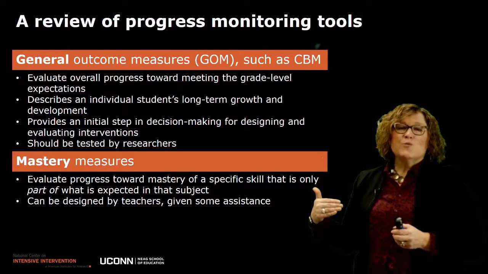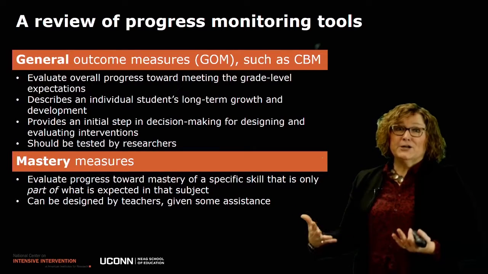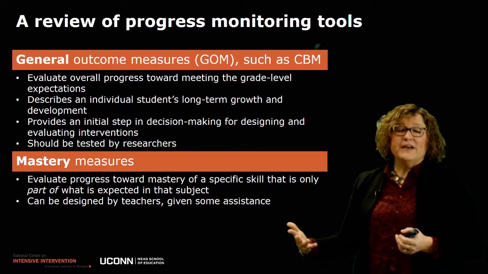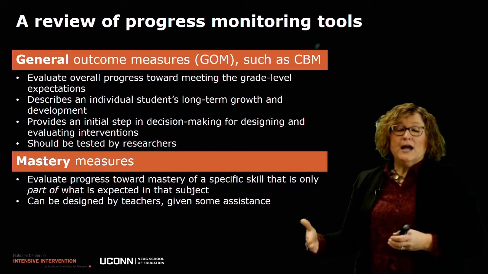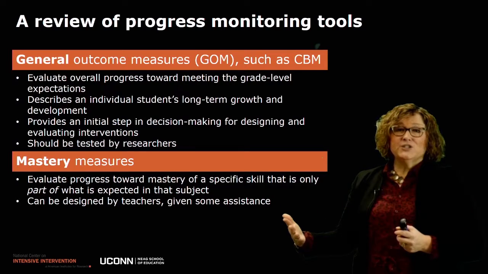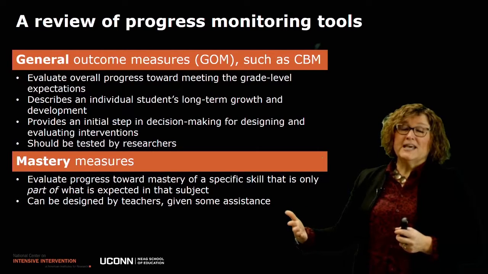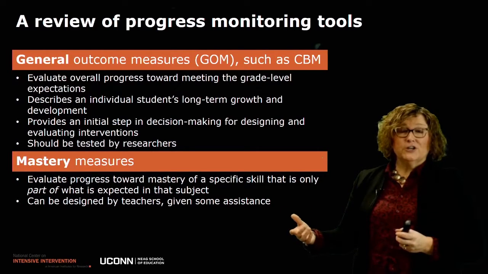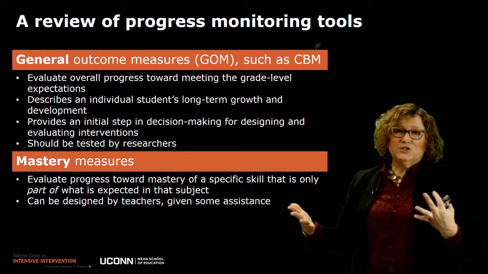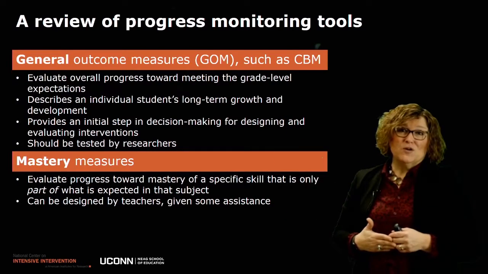So for instance, we're trying to get students to be better at decoding, and we're working on a particular blend or digraph, and I'm assessing, do students know words that have the SH sound in them? I might create a list of SH words, and that's actually a mastery measure. It tells me that students have mastered or not mastered that particular sound segment. But it doesn't necessarily tell me overall how students are progressing toward meeting long-term goals. That's what we get from those general outcome measures.